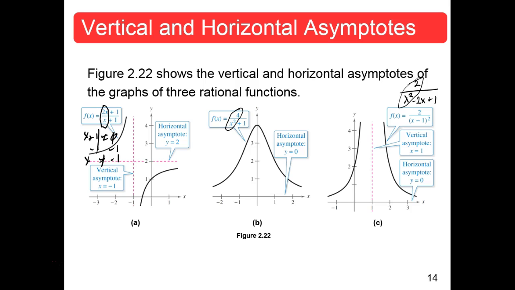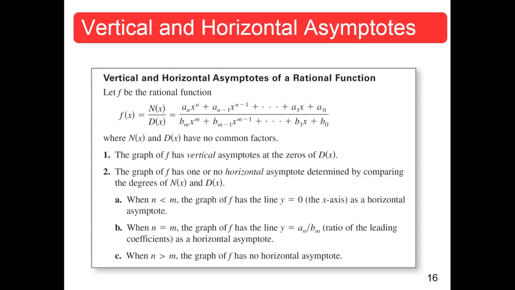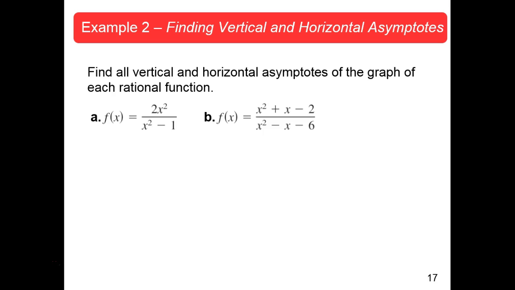I'm sorry, set it back. Horizontal asymptote of y is equal to 0. If this had been x squared over 4, then you would have no horizontal asymptote. Same here. So if the degree of the numerator is greater, no horizontal asymptote. If the degree of the denominator is greater, 0 is your horizontal asymptote.